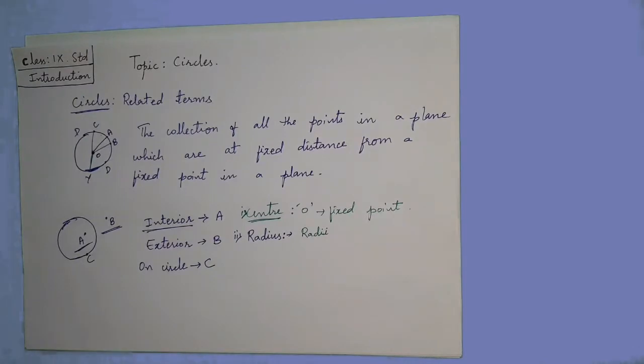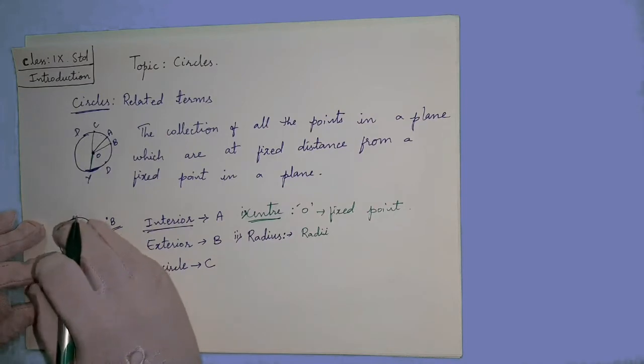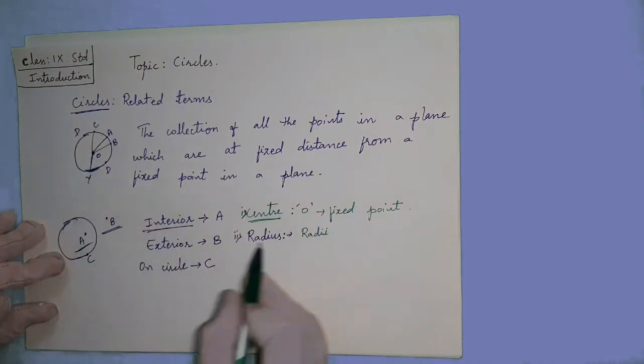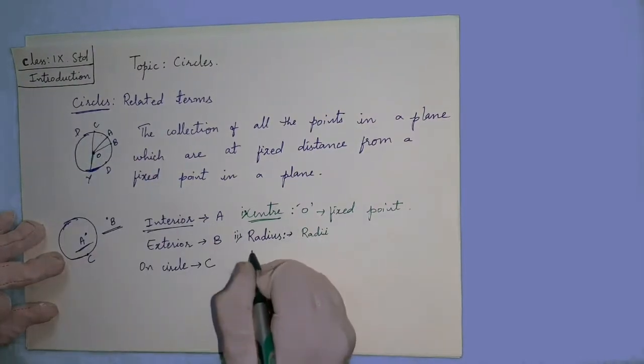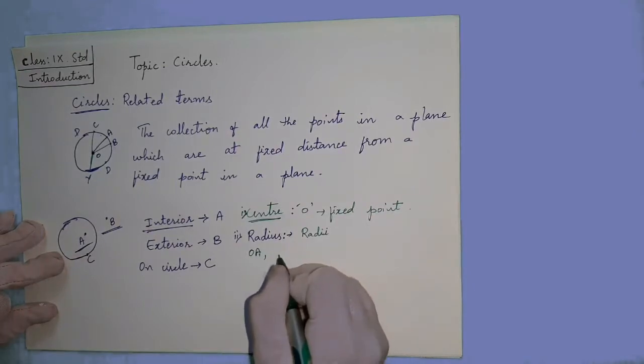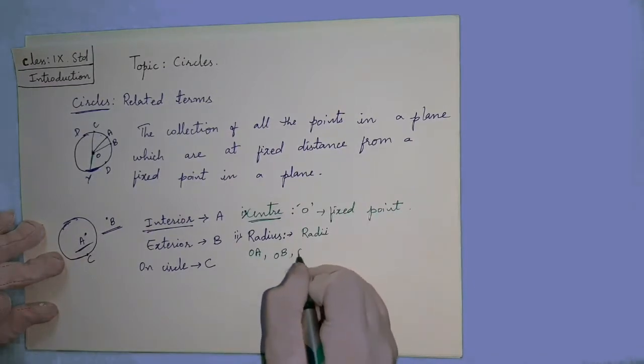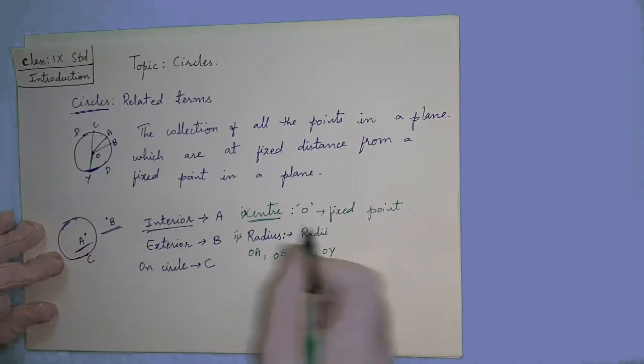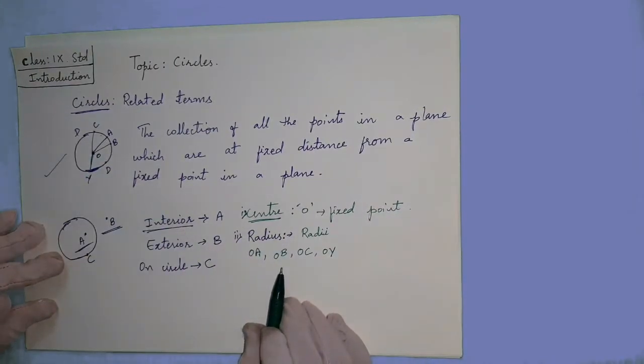So always when we are taking a circle, all the radius will be equal, because it is having the fixed distance. So in this figure, what will be the radius here? OA will be the radius, as well as OB, OC, OY. These all are nothing but the radius of the circle.